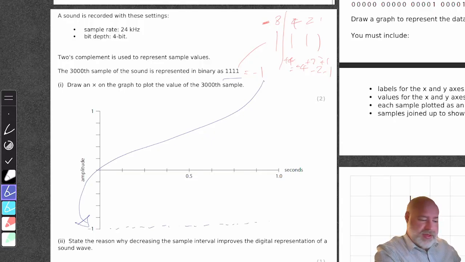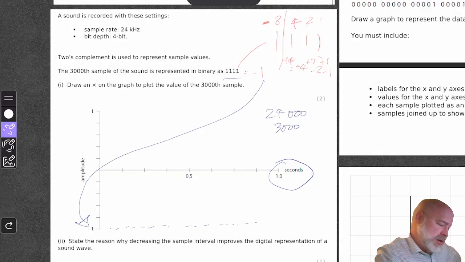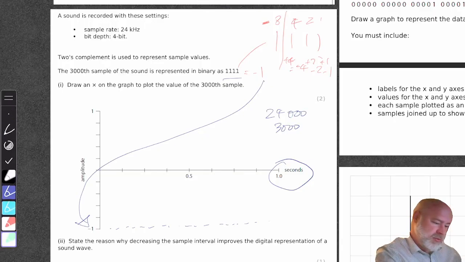Now, this is 1 second. And the sample rate, 24 kilohertz, is for 1 second. So the easiest thing to do is say, okay, what is 24,000 divided by 3,000? And you can quickly remove the zeros. 24 divided by 3 is 8, isn't it?